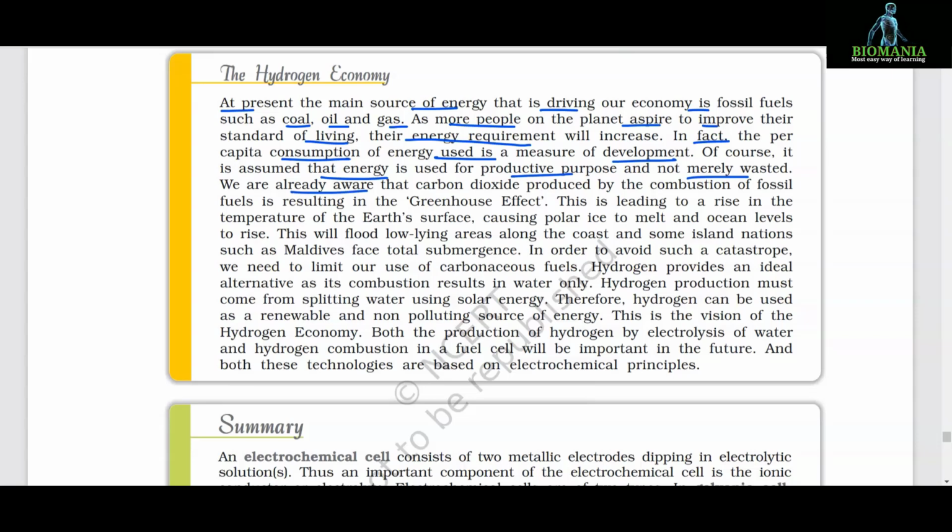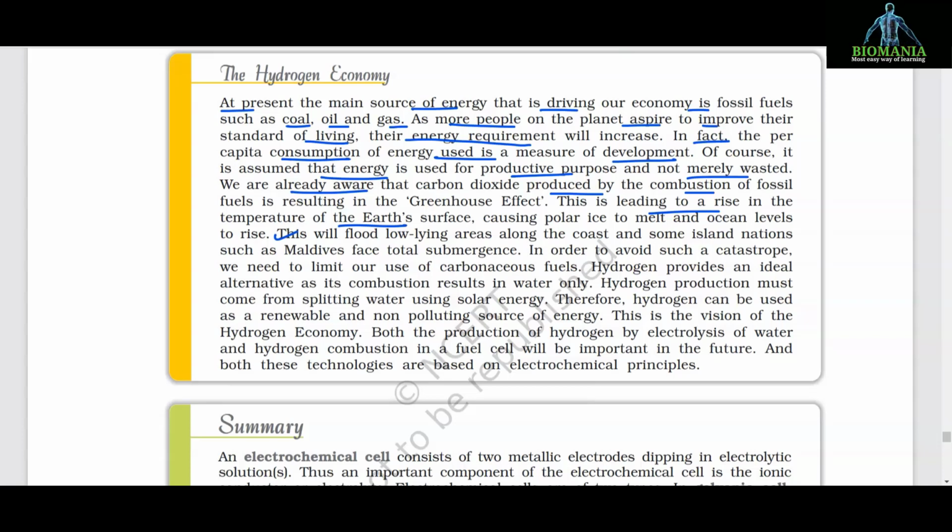We are already aware that carbon dioxide produced by the combustion of fossil fuels is resulting in the greenhouse effect. This is leading to a rise in the temperature of the Earth's surface, causing polar ice to melt and ocean levels to rise. This will flood low-lying areas along the coast, and some island nations such as Maldives face total submergence. In order to avoid such a catastrophe, we need to limit our use of carbonaceous fuel.